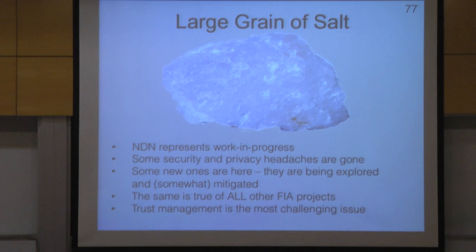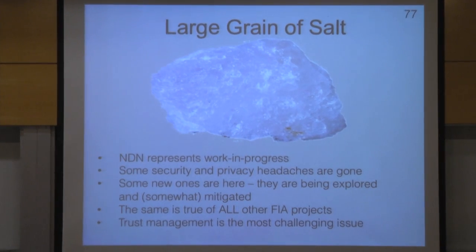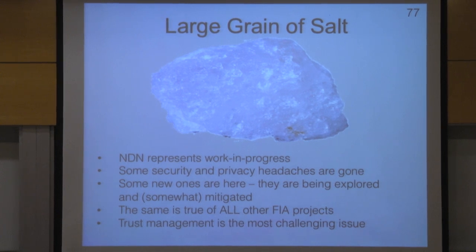We have addressed some security and privacy headaches. We examined the architecture for pitfalls of various sorts, but some new problems are still here, and we explore how to mitigate them. The very same statement applies to all other candidate internet architecture projects. I don't care if you hear otherwise. I claim they all have very similar growing pains, fundamental security and privacy headaches.